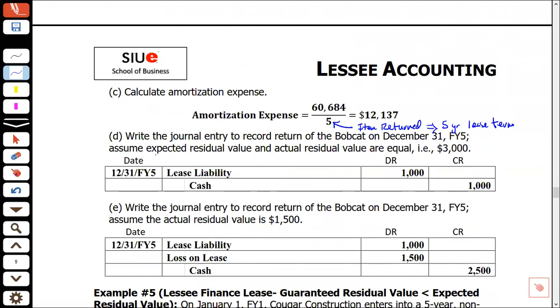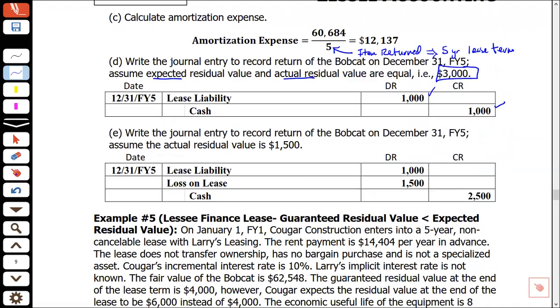We're assuming that the expected residual value equals the actual. So we guaranteed 4,000, but we only got the expected 3. So we predicted this. Here's our cash, and we reduced the lease liability. Done and done. It's that simple. We got what we expected.